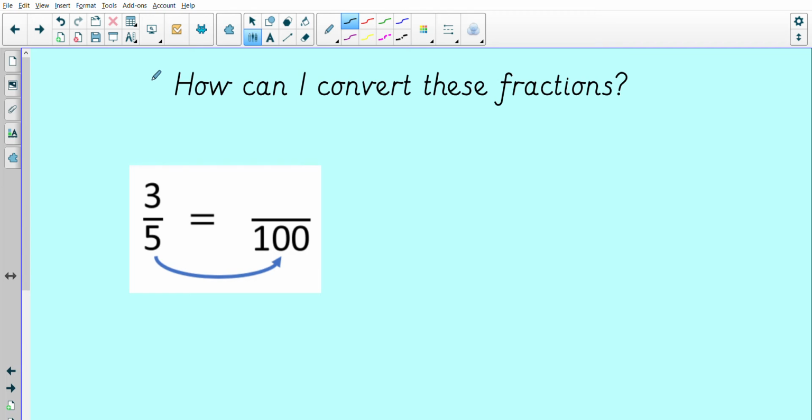Okay, we're getting slightly trickier now. How can I convert these fractions? 3/5 equals what out of 100? So how am I getting from 5 to 100? If I don't know this off the top of my head, remember I can do bus stop. So I see how many times 5 goes into 100. Find out what I can multiply by 5 to get to 100. So 5 does not go into 1, carry the 1. 5 does go into 10, it goes twice.